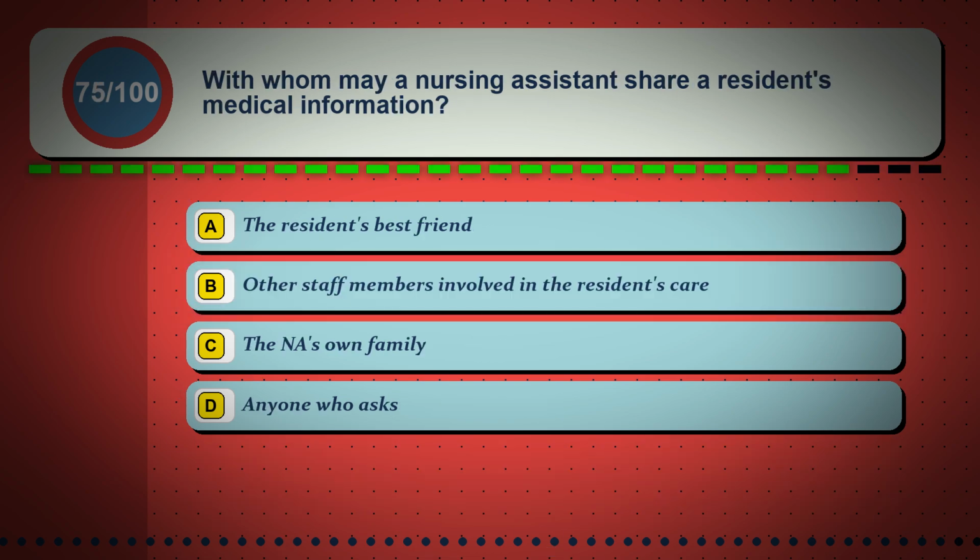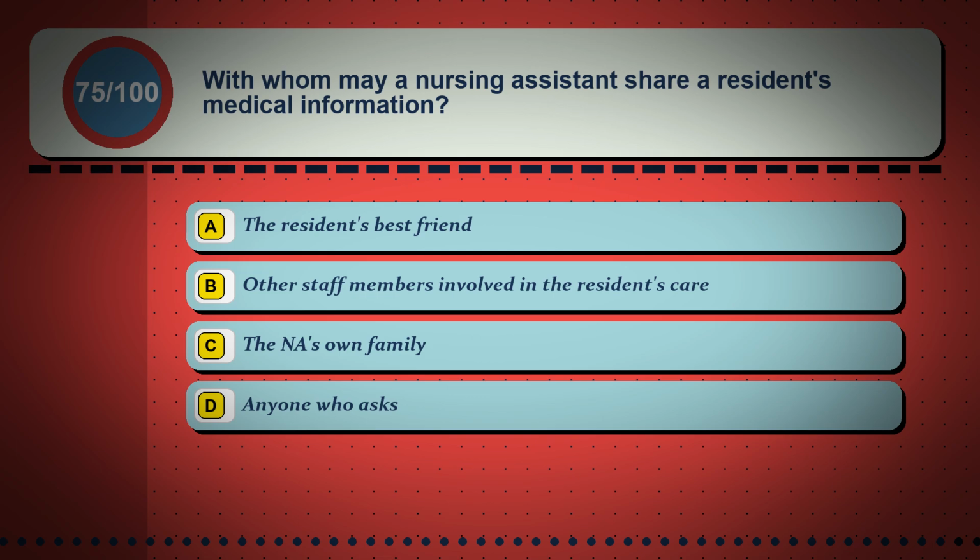Question 75. With whom may a nursing assistant share a resident's medical information? Option A. The resident's best friend. Option B. Other staff members involved in the resident's care. Option C. The NA's own family. Option D. Anyone who asks.